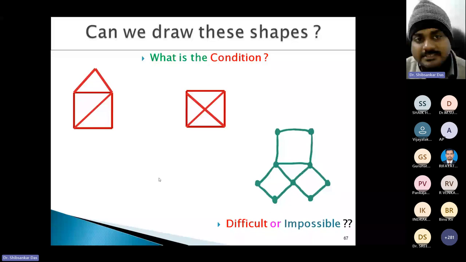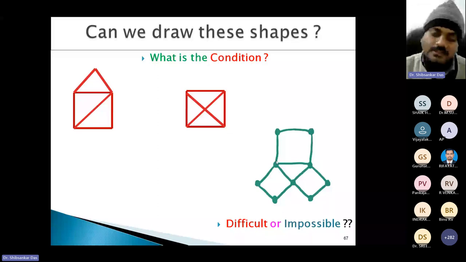Euler said that a closed walk is possible if the graph has all vertices of even degree. So here the degrees are 2, 4, 2, 4, 2, 2, and this one is 1, 2, 3, 4, degree 4. All the degrees are even, so here a closed walk is possible. Here a closed walk is not possible, but you can draw it. The start vertex and end vertex should be in different positions.